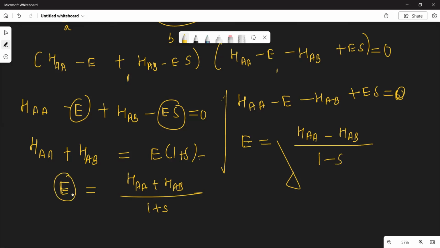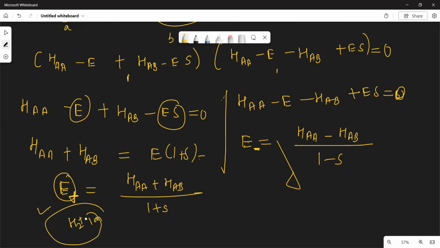So this value of energy corresponds to the energy of the bonding orbital, which is represented by E plus, and this represents the energy of the anti-bonding molecular orbital, which is represented by E minus. Okay, so here we have derived the formula for energy using the variation principle in the linear combination of atomic orbital method, that we are using for the H2 plus ion.